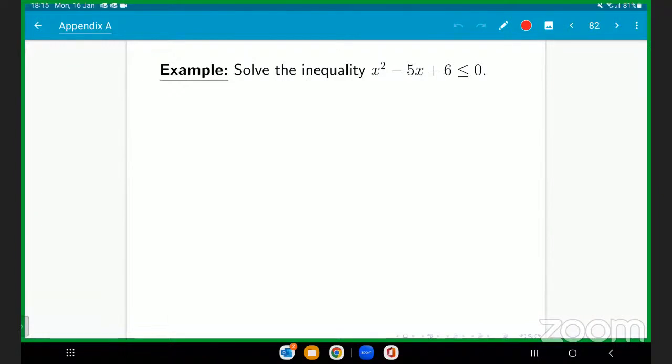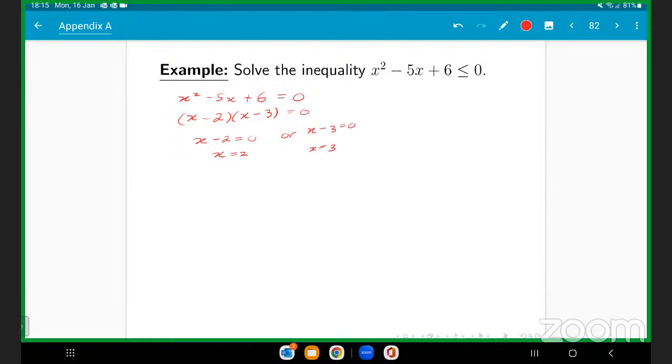Now, how do we solve this particular inequality? We cannot just do as with equations. If you had the equation x squared minus 5x plus 6 equals 0, what you usually would do is find factors of 6 and factorize this. Then from this step, you would say either x minus 2 equals 0 or x minus 3 equals 0, and you can conclude that either x equals 2 or x equals 3.